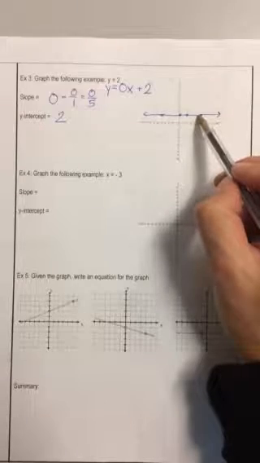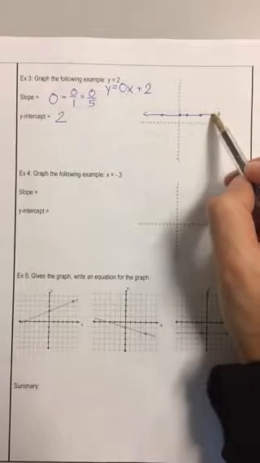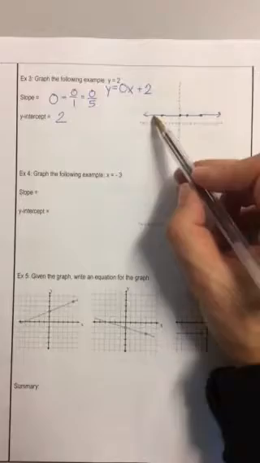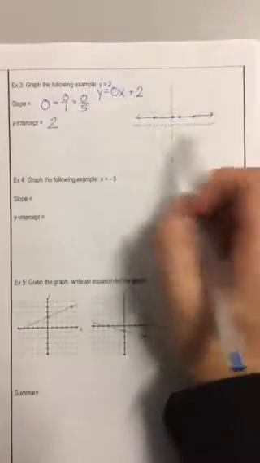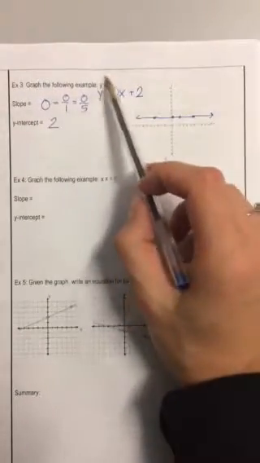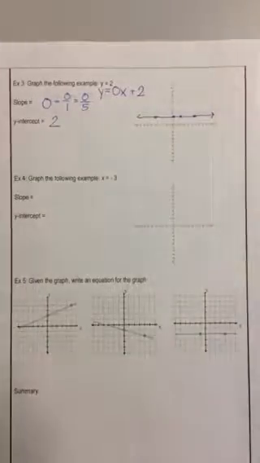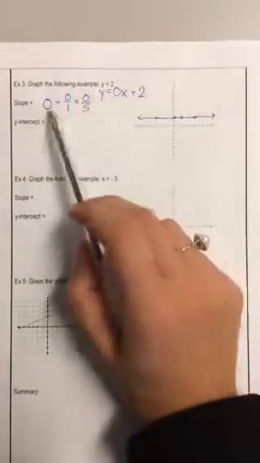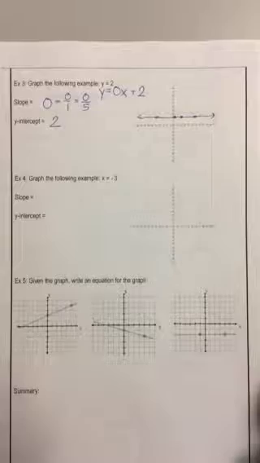If x is 5, y is 2. If x is 9, y is 2. If x is -8, y is 2. Doesn't matter what value I put for x, my y is going to always be 2. And I can see that I have a 0 slope, which is confirmed by my equation.